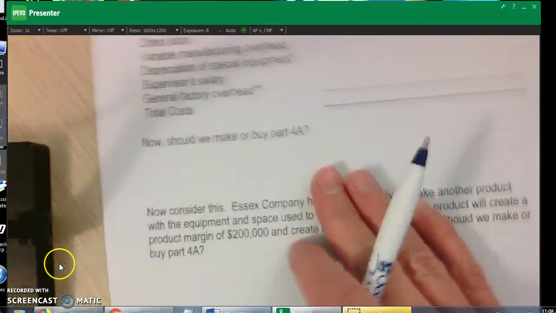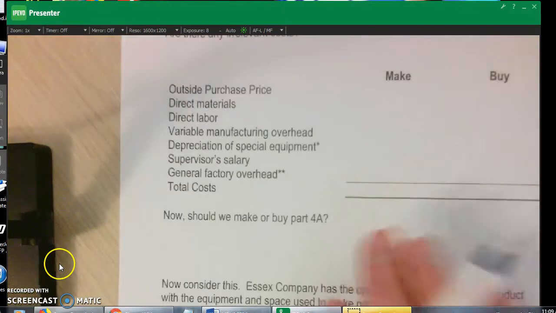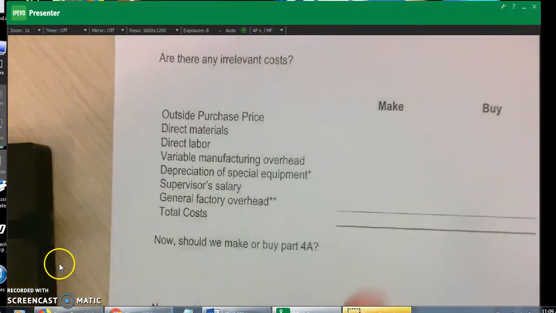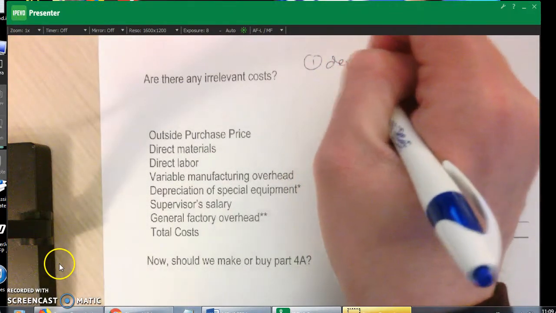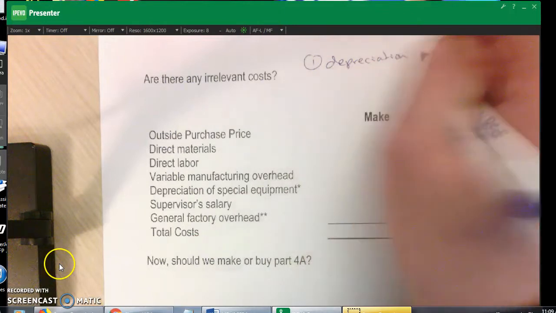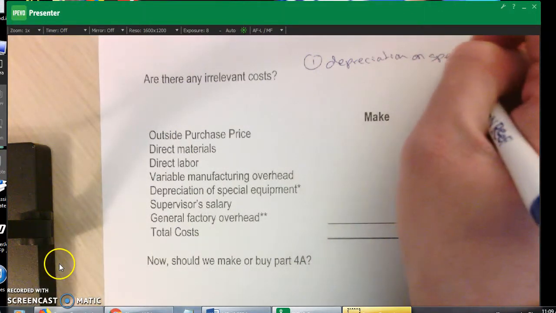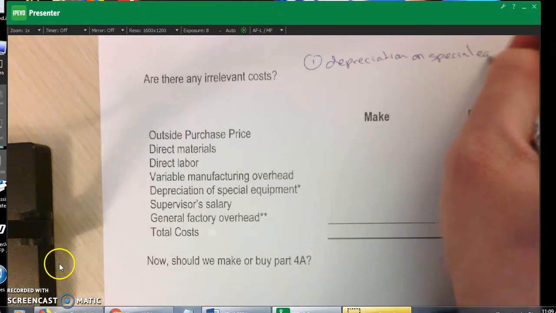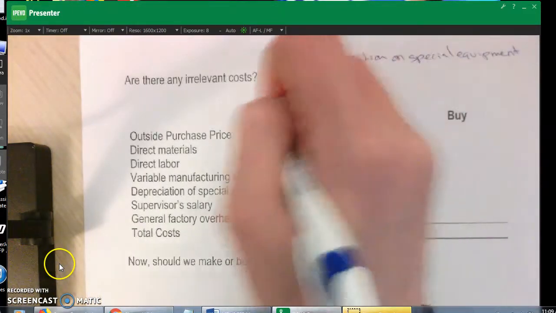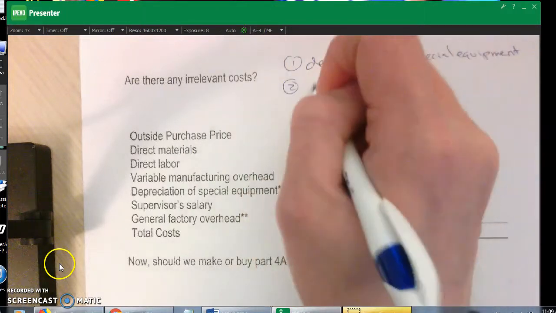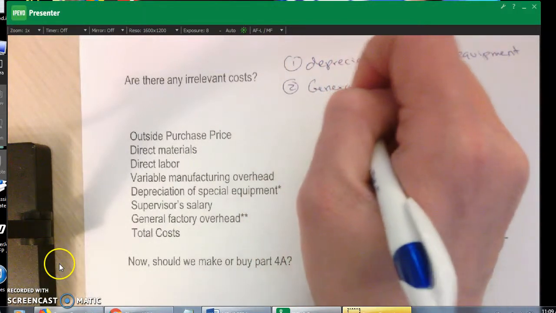So now when we look over here, the first thing we ask is, are there any irrelevant costs? And of course we can say yes. That depreciation, which we just went over, depreciation on special equipment, is irrelevant because it doesn't have a resale value, and we're going to consider that a sunk cost. The second one is general factory overhead.